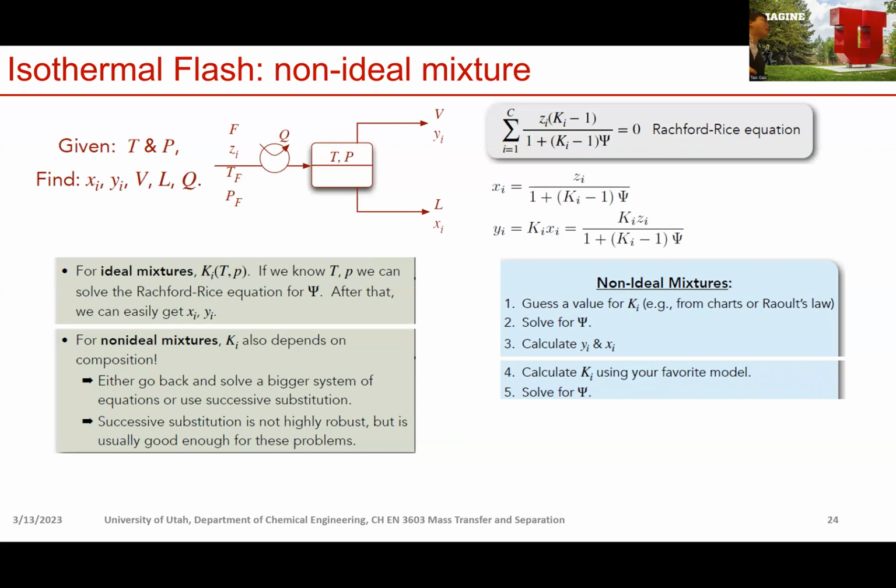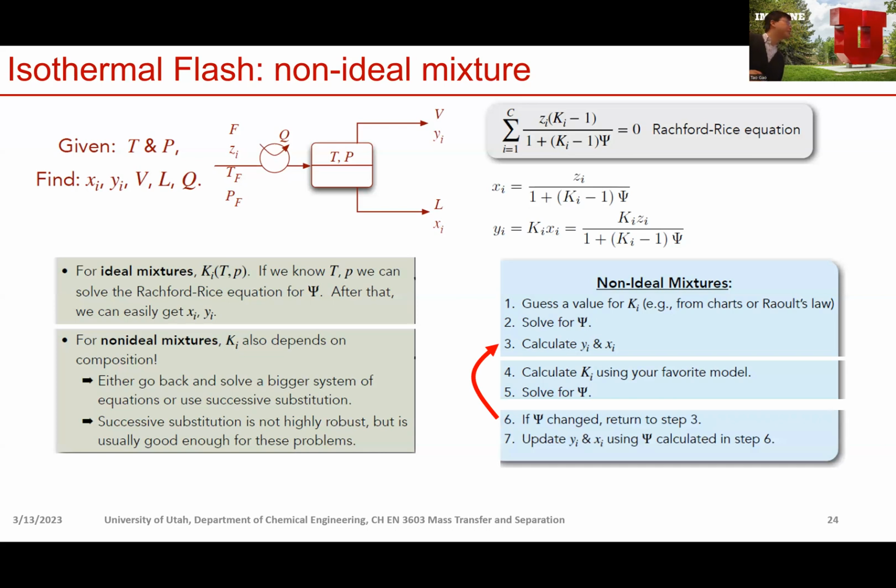Then you already have the Y value and X value, and you also know the temperature and pressure. Now you can calculate an updated K value, right? But now you have to use a model of K that considers not only temperature and pressure, but also the compositions, X and Y. Now with this K value, you can update your value for psi, solving for psi by plugging Ki into this equation here. Now you get an updated value of psi, right?